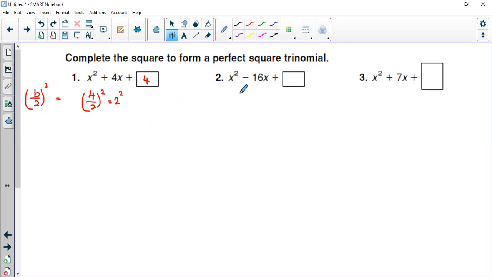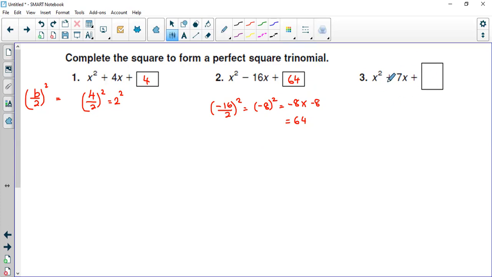This is how you complete a perfect square trinomial. Wasn't that easy? Now for the next one, do not forget the negative sign, because here b is negative 16. So it's going to be negative 16 divided by 2, whole square. Negative 16 divided by 2 will give you negative 8. But the square of any negative number is a positive number. So 8 squared is 64. What does this mean? Negative 8 squared means negative 8 multiplied by negative 8, which eventually gives you positive 64. So the missing number here is 64.